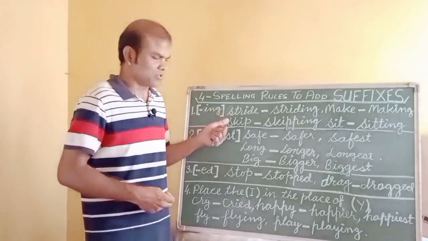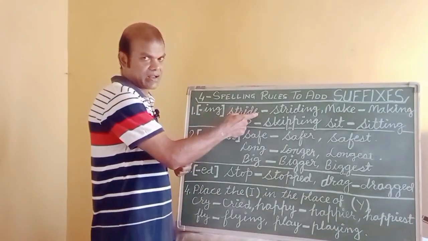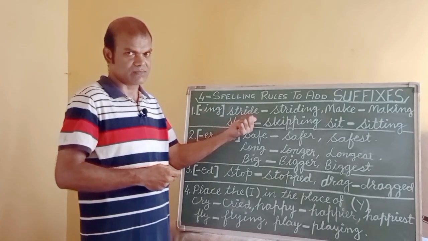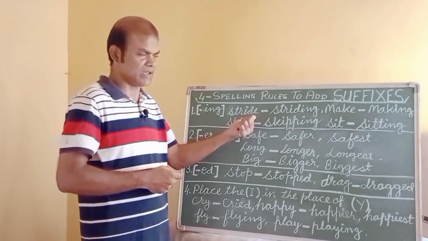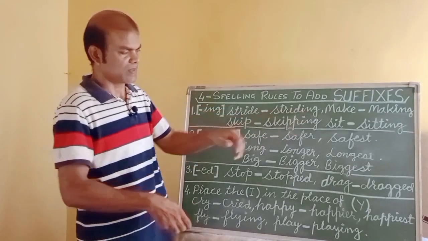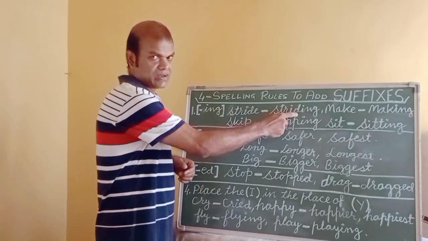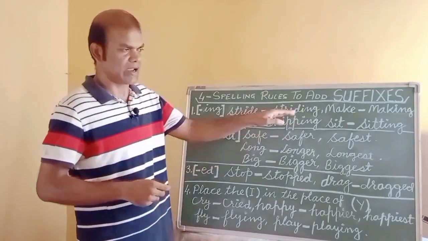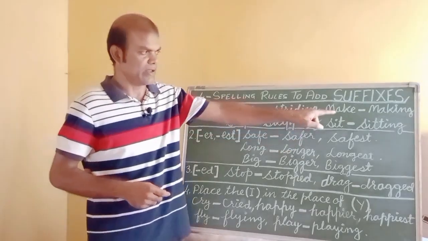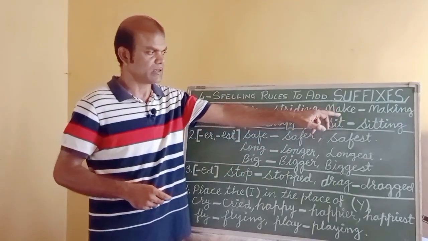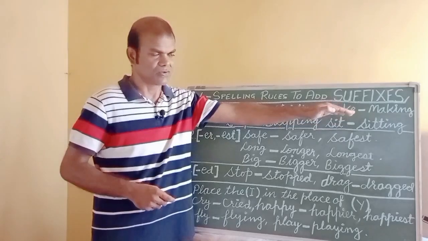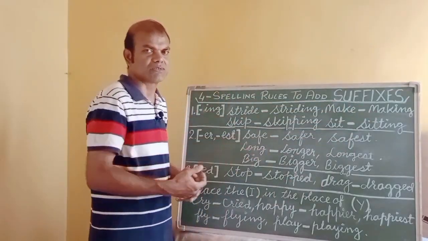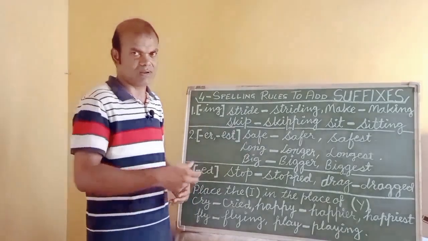In the word stride, you can see the e at last. To add the suffix ing, we are going to drop the e, then we'll add the ing in the place of e. Striding. We dropped the e and added ing, and we got the present participle striding. Second is make. In this spelling also you can see the e at last. We drop the e and add the ing suffix in the place of e, so we get the present participle making.